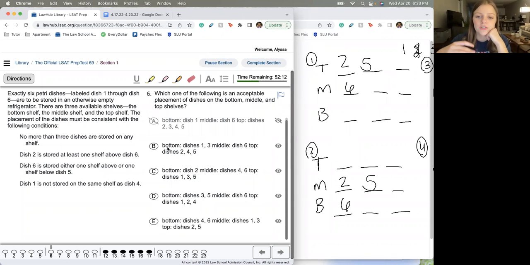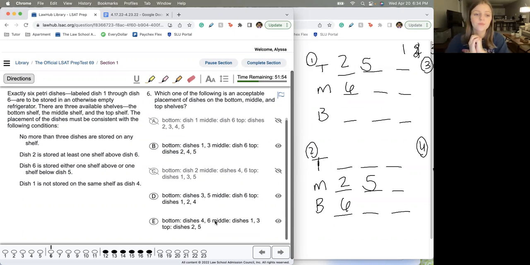So we're just going to make sure that 2 is above 6. So in this B, I have 2 above 6. I can eliminate C because 2 is on that bottom shelf, 6 is on the middle, 2 above 6, 2 above 6. So we're good there.